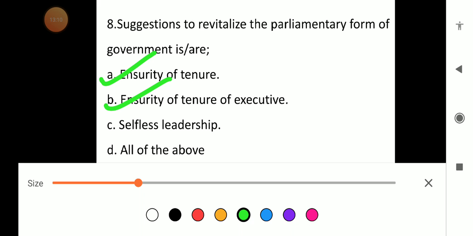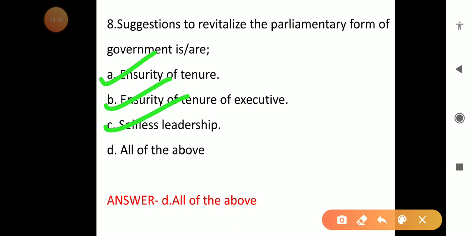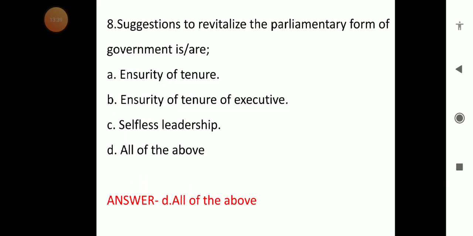It also applies selfless. We need selfless leaders also. So it applies to all, so all of the above are the answers. If we want to revitalize the parliamentary form of government, we need to ensure the tenure of the legislature, ensure the tenure of the executive. We need to have selfless leaders, and so these are the factors. So all of the above is the answer.